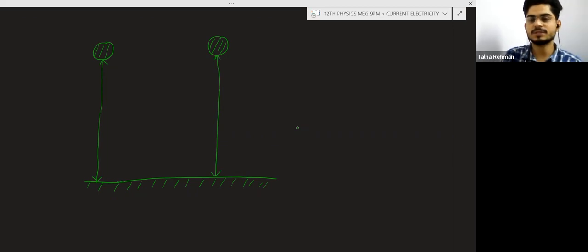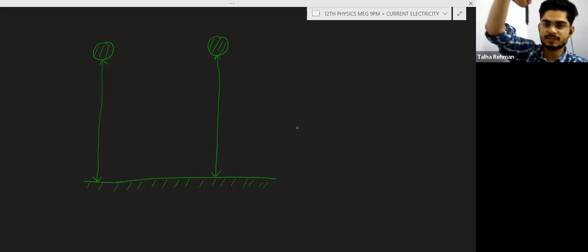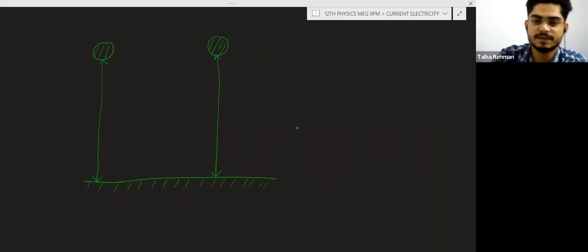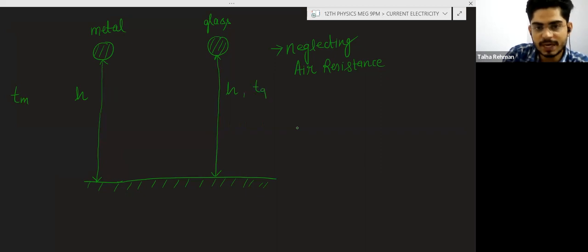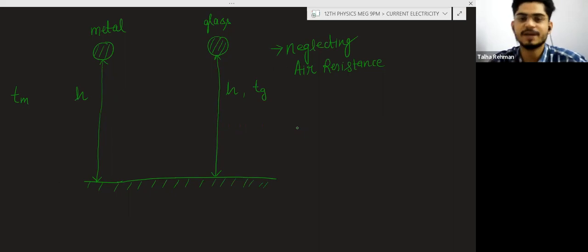You will take the same resistance of air for both the balls, so I am neglecting air resistance, as this pen is falling. So I am writing: neglecting air resistance. And suppose I am releasing both the balls, this metal ball and this glass ball, from the same height, small h this time. We have to calculate the time of the metal ball to reach the ground and the time of the glass ball to reach the ground. We will apply some mechanics here. As you are interested, that is why I am telling this to you. It will take only 2 or 3 minutes. We will just finish it.